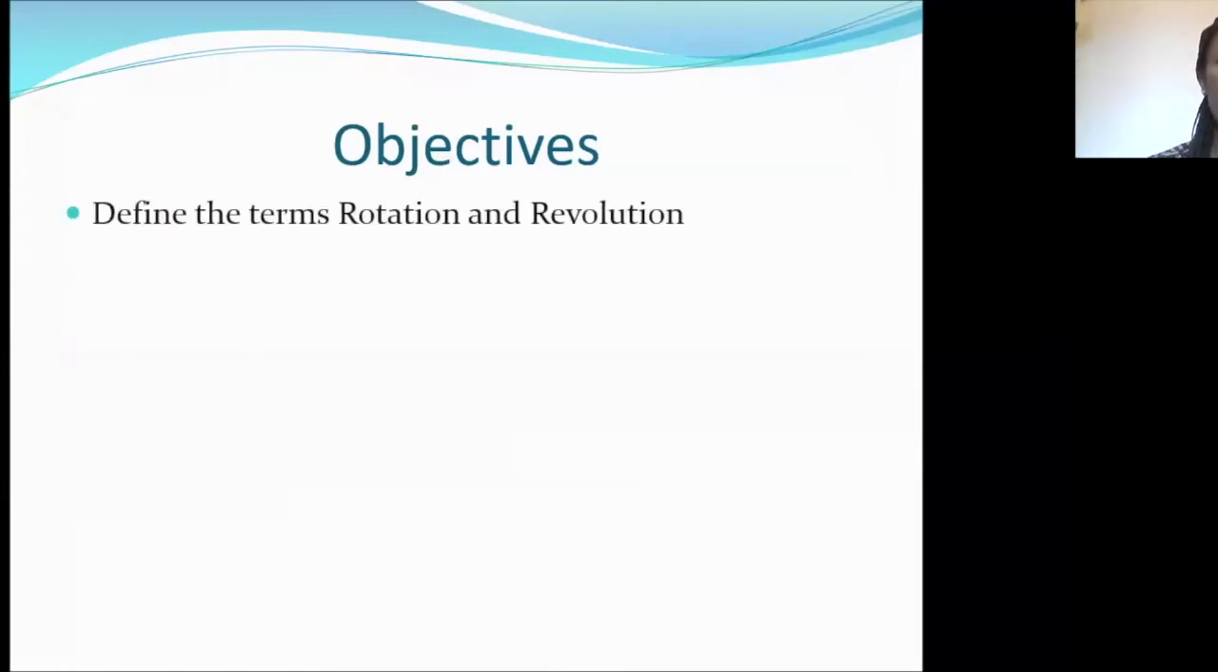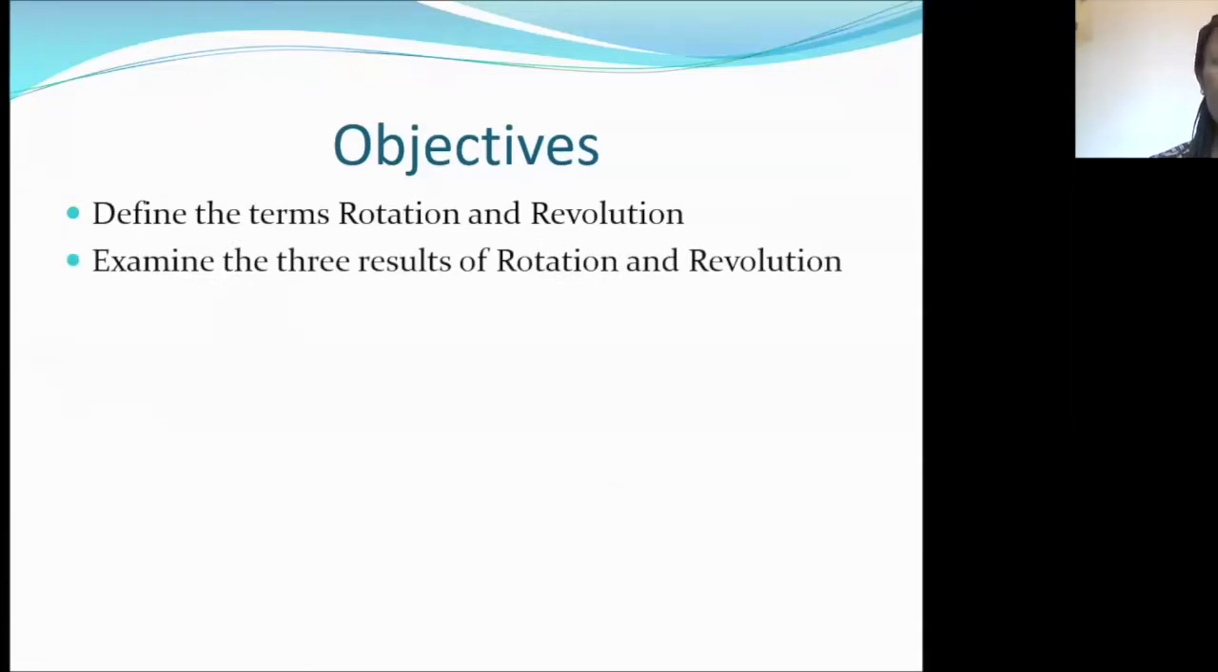We're going to define the terms rotation and revolution. We're going to examine three results of rotation and revolution. So we're going to examine three results of each one. The vocabulary words that we are going to see during this lesson: rotation, revolution, and orbit.